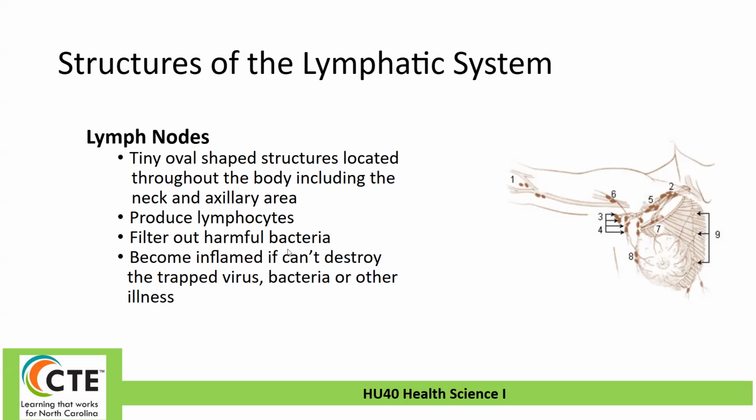They filter out that harmful bacteria, and then they can become inflamed if they can't destroy the trapped virus, bacteria, or other illness. So for me, when I get strep throat, the lymph nodes in my throat or neck area usually swell up. That's usually my first sign of, hey, I have an infection somewhere. And then my throat will get sore, and then I'm like, oh, I definitely have strep throat. I need to go get checked out, get an antibiotic, and get this taken care of.